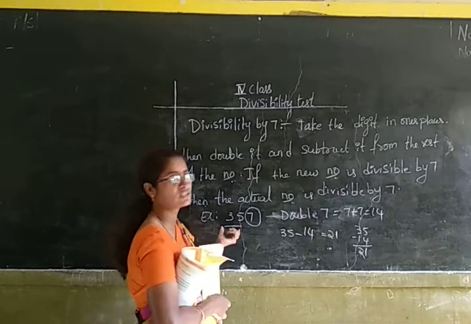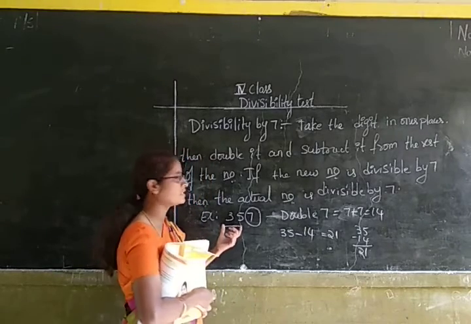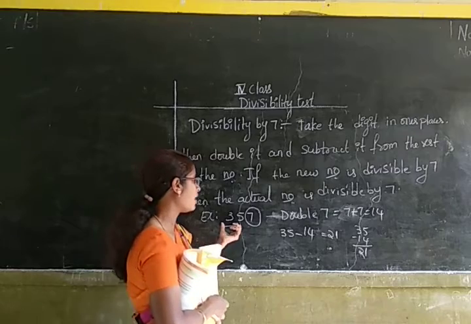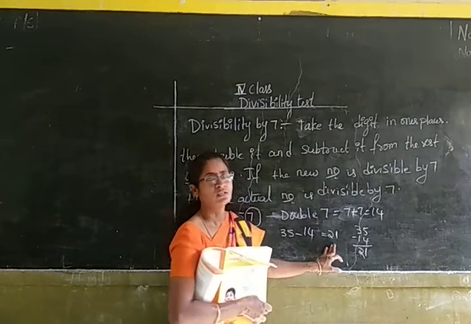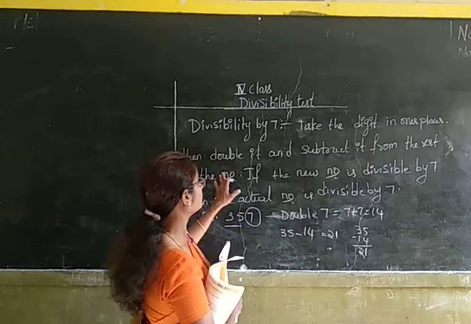So now, the rest of the number means the remaining number. Here the remaining number is 35. So you have to subtract 14 from 35. So we got 21. The new number is 21.